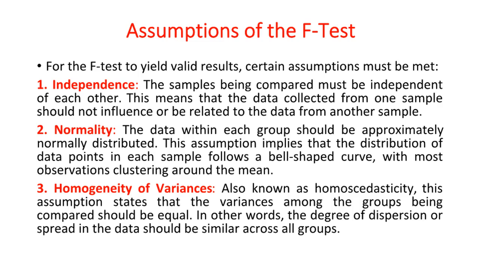This assumption implies that the distribution of data points in each sample follows a bell-shaped curve, with most observations clustering around the mean. 3. Homogeneity of variances, also known as homoscedasticity. This assumption states that the variances among the groups being compared should be equal. In other words, the degree of dispersion or spread in the data should be similar across all groups.